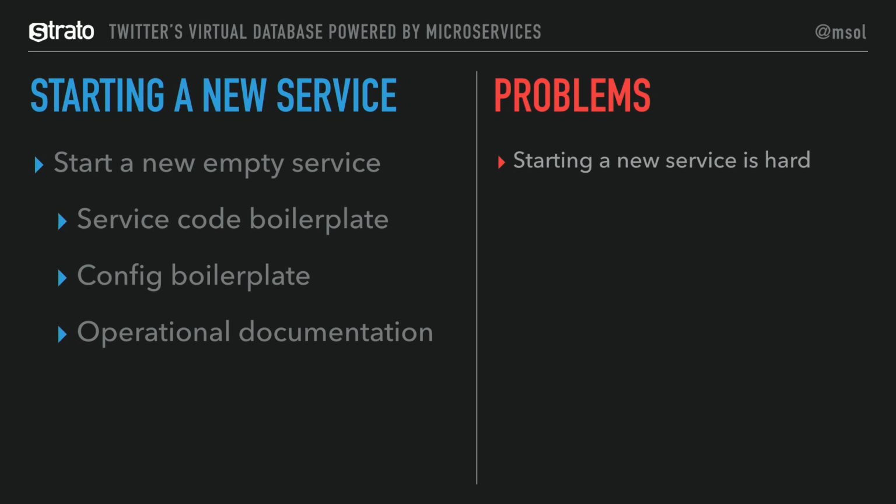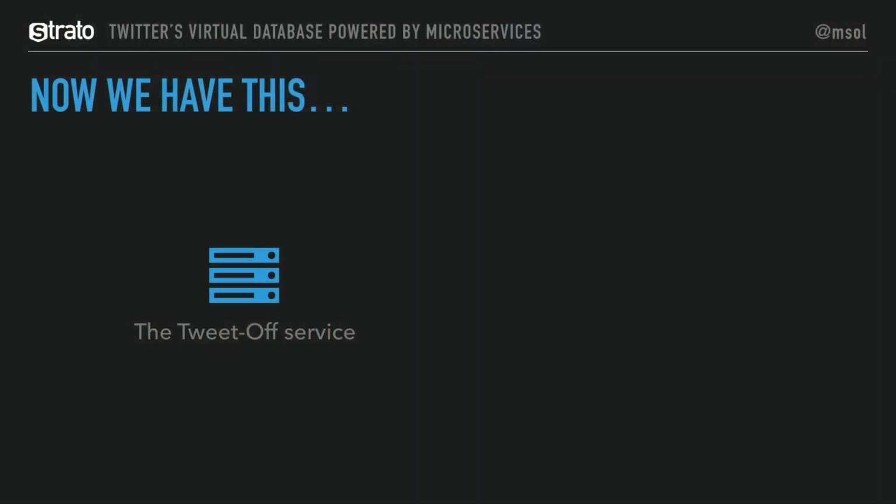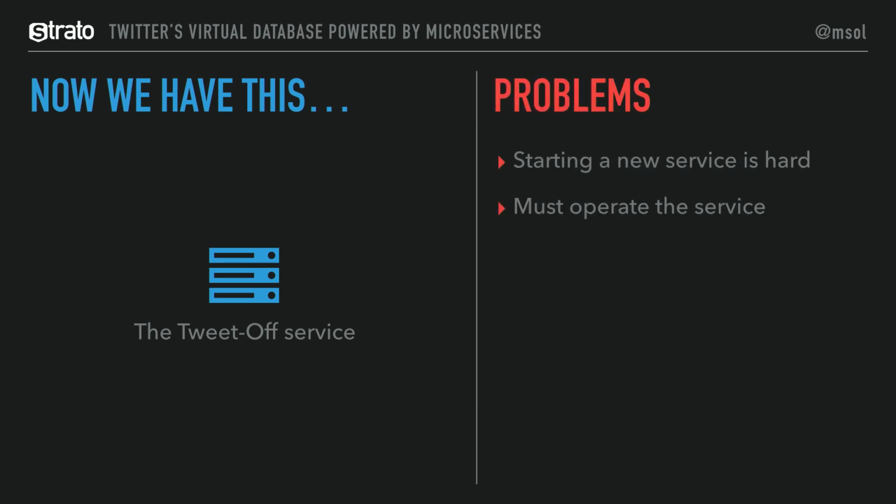And once we've built a service, it's probably obvious that we have to operate this service more or less forever. If we want to keep this feature around, we need the service that powers it, and there's kind of no getting around that. So let's kind of draw what we have. Now we have the tweet off service. Trying to build this tweet off feature, spun up a new service. This is what we have, and it contains no business logic whatsoever. And of course, we still have our list of problems.